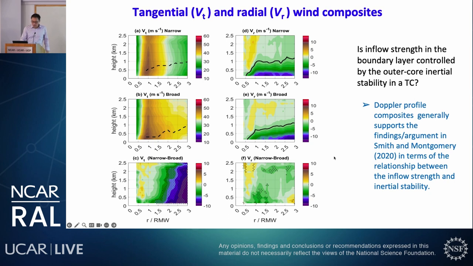So this is kind of the side story of this paper. Recently there's a paper by Smith and Montgomery. They try to comment on some previous papers, because intuitively in people's minds, when the inertial stability is larger, that would block the flow. Some papers cited something like that, basically saying that when the inertial stability is larger, the inflow is weaker. But actually our study found that for this broad vortex in the boundary layer, when the inertial stability is larger, the inflow in that region is actually stronger.